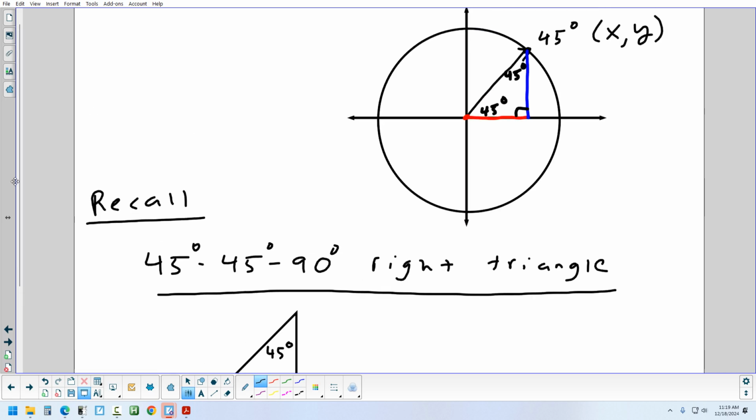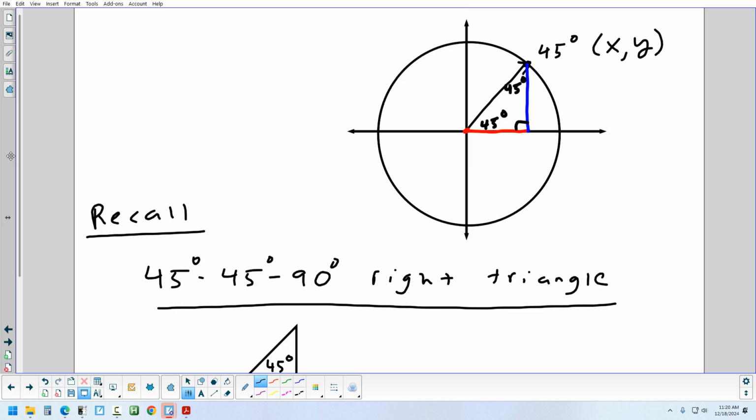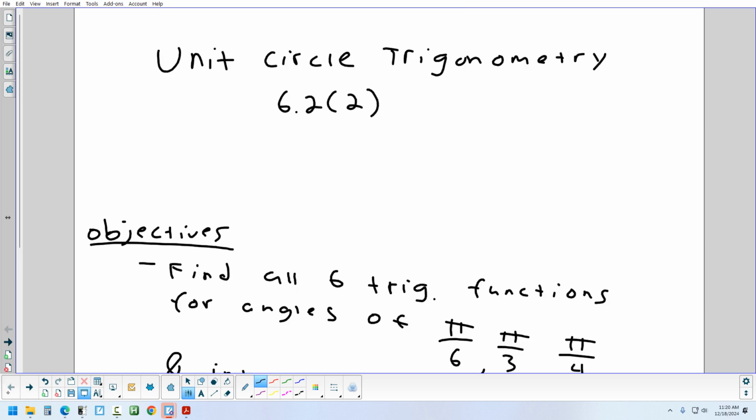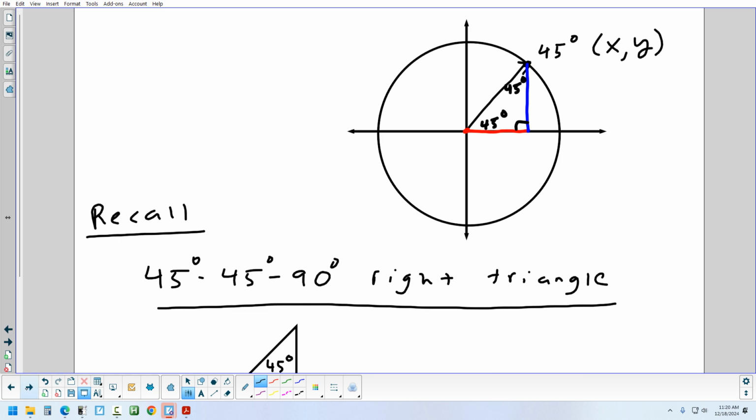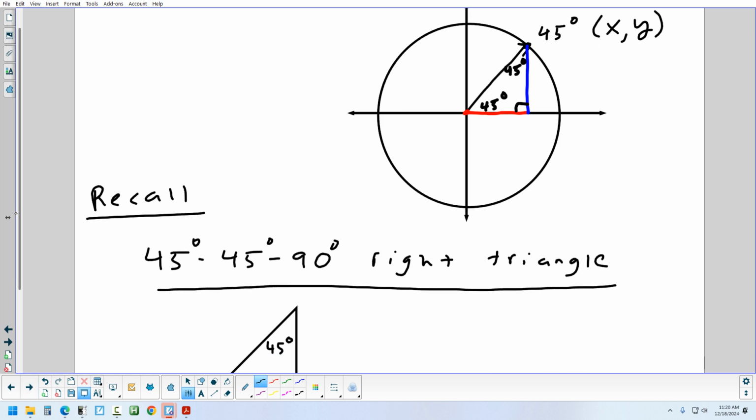Look at it up in that picture. The hypotenuse. How long is the hypotenuse? The radius. Which is? 1. Because everything here is about a unit circle. So we know that the hypotenuse of that is the radius, and that is 1.